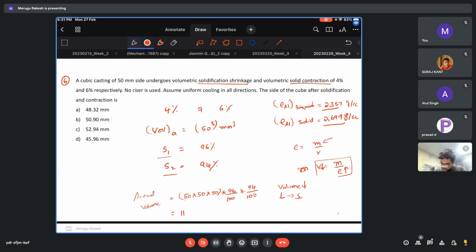This is 112800, and this is in mm cube. And if you want to get the side, let me denote it with A. Capital A is the side. You need to take the cube root of this.